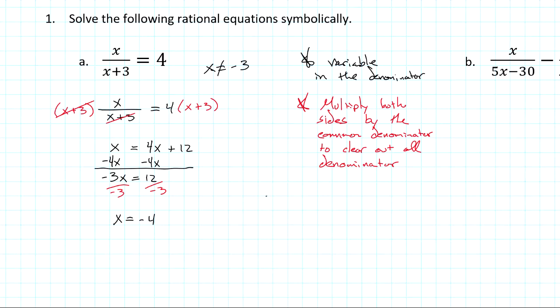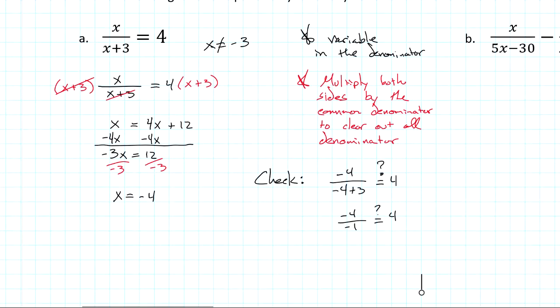We can check if we want, and I'll do that just for posterity's sake at this point, so you guys can really see that this worked. We have negative 4 over negative 4 plus 3 equals 4. That's what we're asking. Does that work? Negative 4 on top stays. Negative 4 plus 3 is negative 1. You want to know, does that equal 4? And sure it does. Negative 4 divided by negative 1 is a positive 4. So yes, negative 4 is a solution. When we plug it in, we do get a true statement there. So we can write the solution set is the set containing just the number negative 4. That's the only solution that we got here.